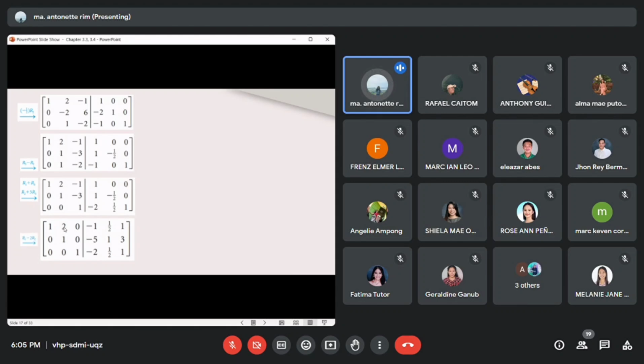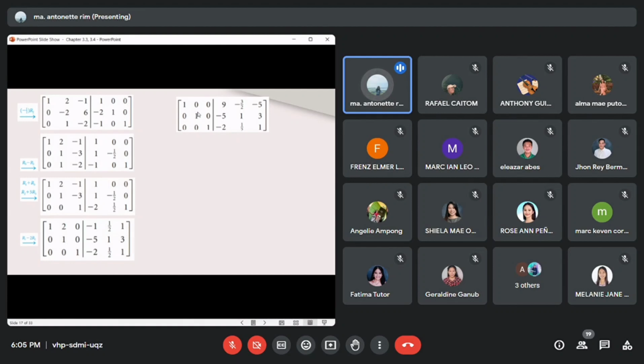So we subtract row 1 by 2 times row 2, and the 2 above becomes 0. Okay, now we have the identity matrix. So we have reached our goal of turning matrix A into the identity matrix.